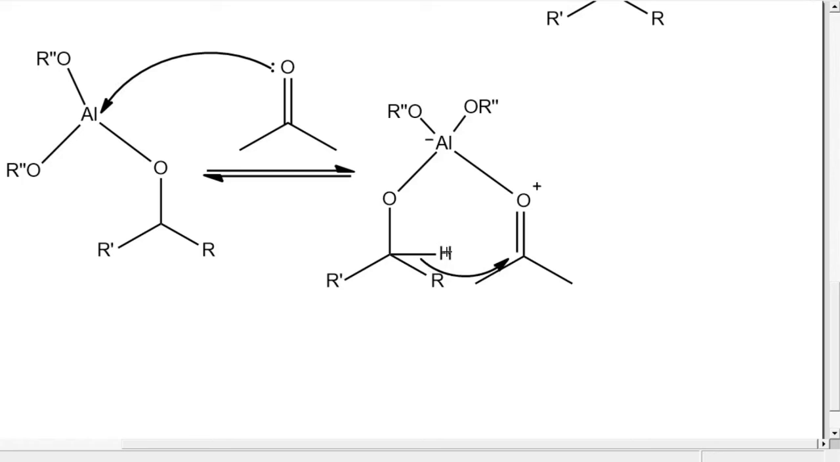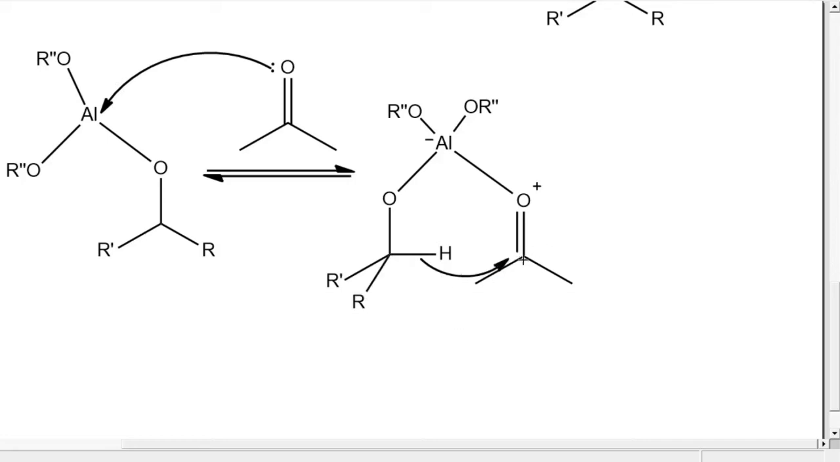This means this hydride, this hydrogen with its electrons. So these 2 electrons will no longer be in between this hydrogen and this carbon, they will be in between this hydrogen and this carbon, I mean, this carbonyl carbon. That's what is meant by this curved arrow.